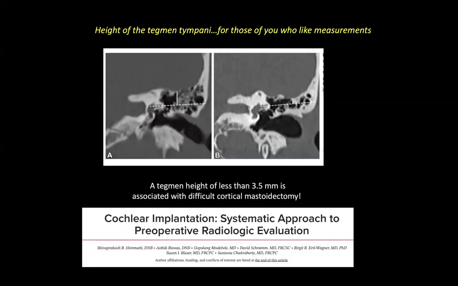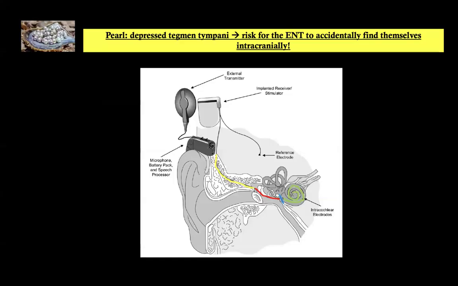You can measure again only if you have a normal shape inner ear, and this is a beautiful paper from several co-authors, including my colleague Dr. Biswas. So have a look at this paper. It's very precise, very comprehensive, and they mention that the distance between the axis passing by the semicircular canal and the tegmen tympani needs to be 3.5 millimeters at least.